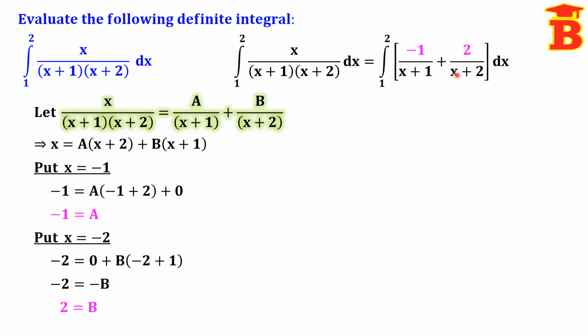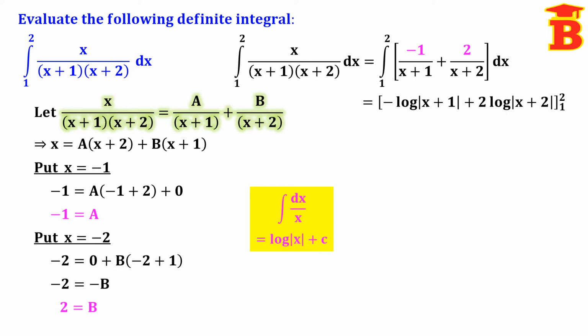Now we have to integrate this. We have x in the denominator, so we use the formula integral dx by x equals log of mod x. Using that formula, there is a minus sign, so minus log of the denominator, that is mod of x plus 1. Plus 2 is there in the numerator, so 2 into log of the denominator, that is mod x plus 2. The limit is from 1 to 2.